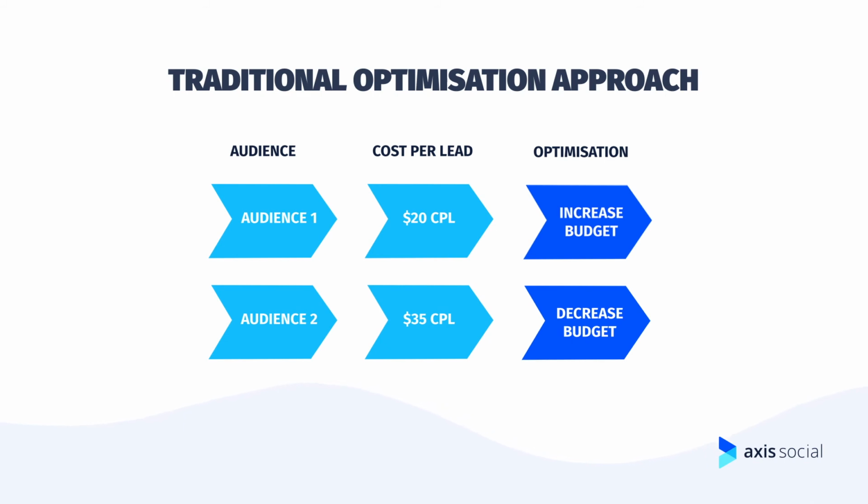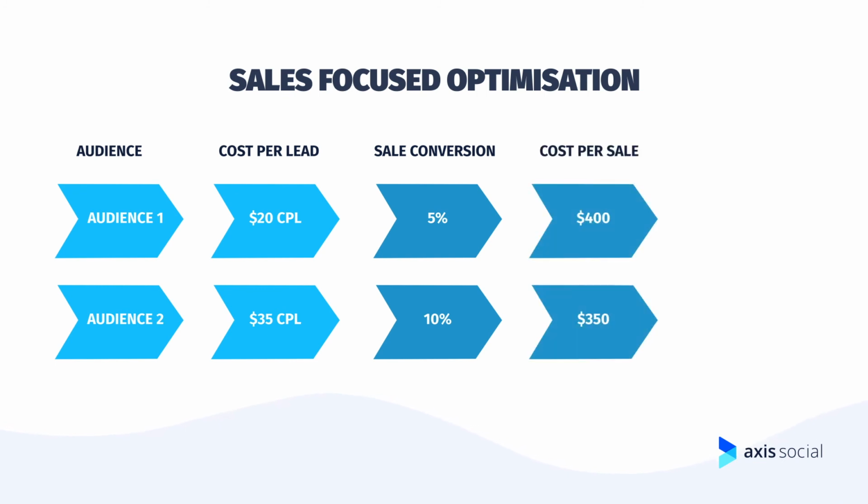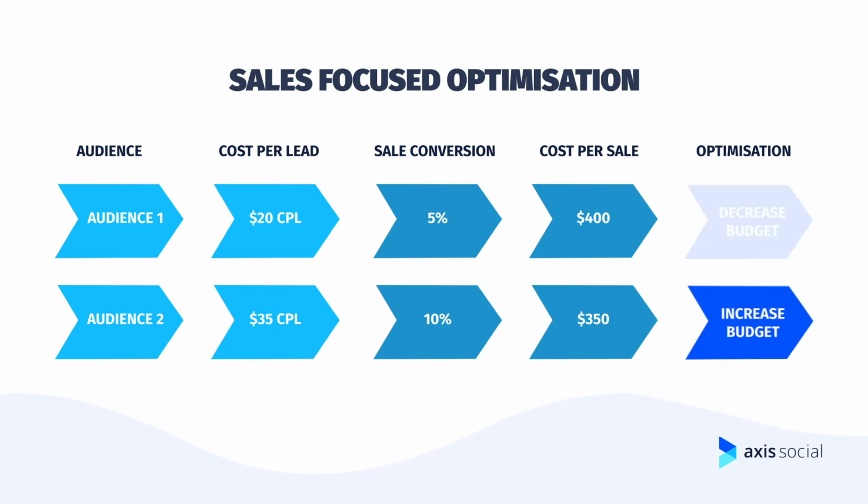It resulted in the scaling of the budgets of the audience that delivered the lowest cost per lead. However, as we discussed, it was missing a vital piece of the puzzle. Through the addition of sales performance of leads, it is evident that despite having a higher cost per lead, Audience 2 actually has a lower cost per sale for this campaign. This additional data and a sales-focused optimization approach has flipped the correct optimization decision on its head. In this instance, we scale the budgets for Audience 2, not Audience 1, due to its lower cost per sale.